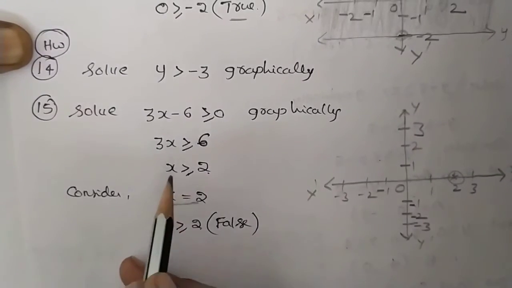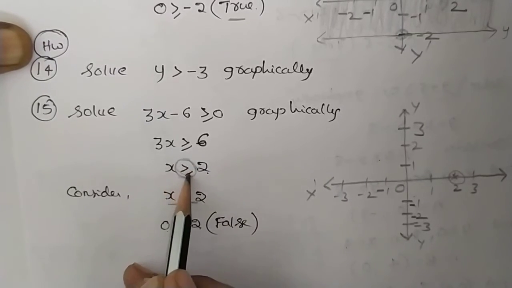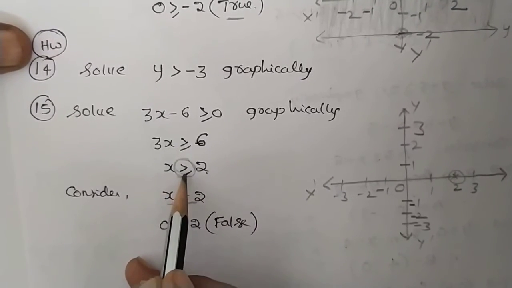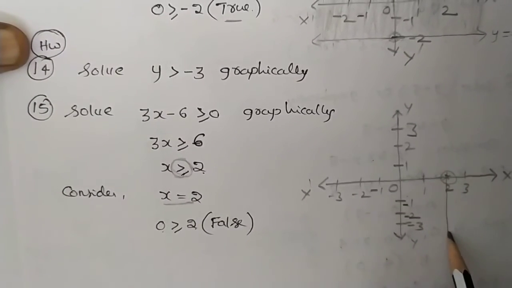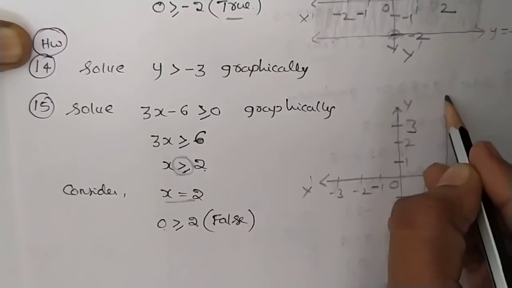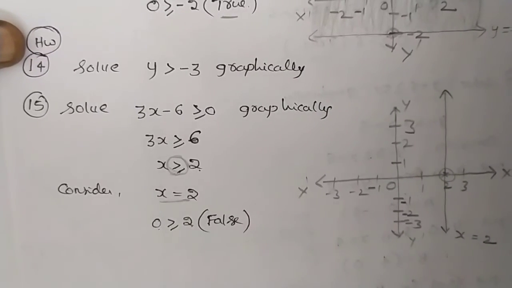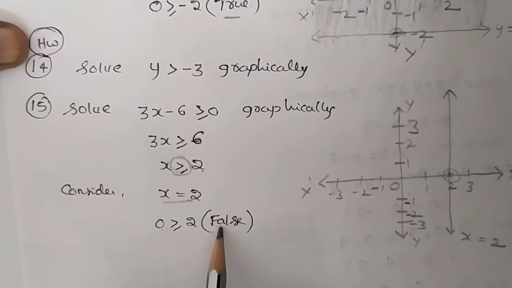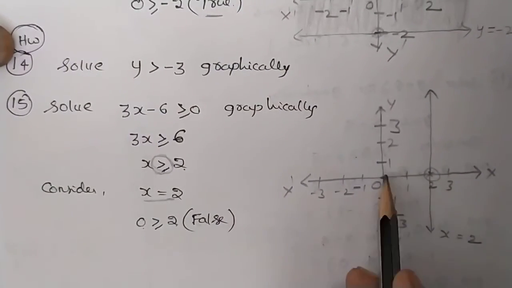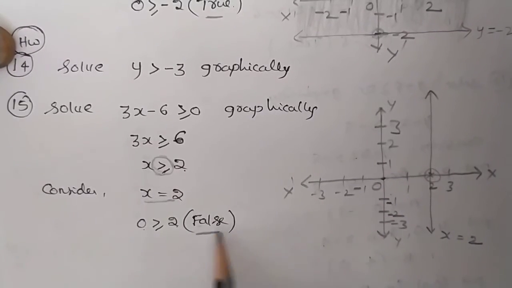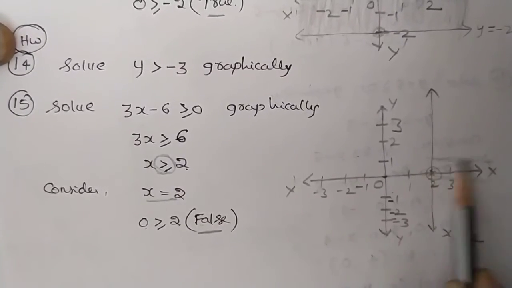Remember, the inequality involves greater than or equal, therefore we have to draw the line as a thick line, like this. It is x equals 2. Here the result is false. If the result is false, we have to shade apart from the origin, like this.